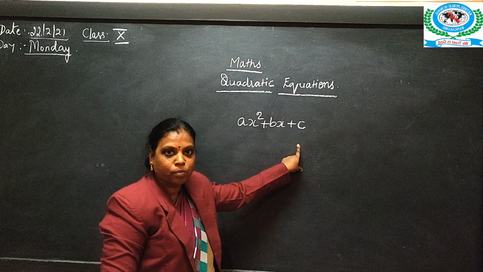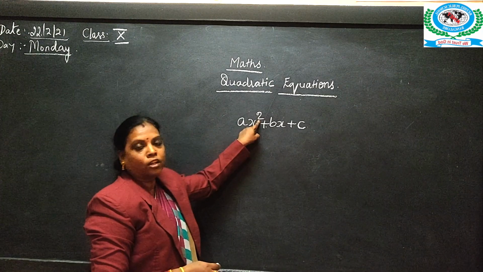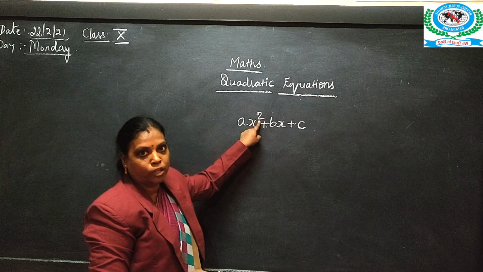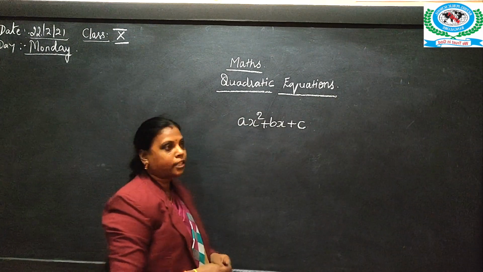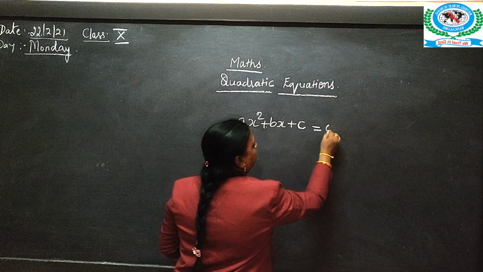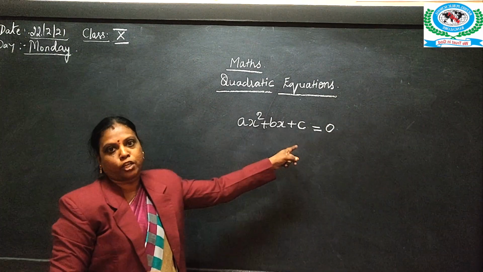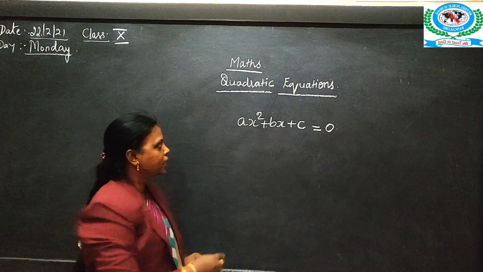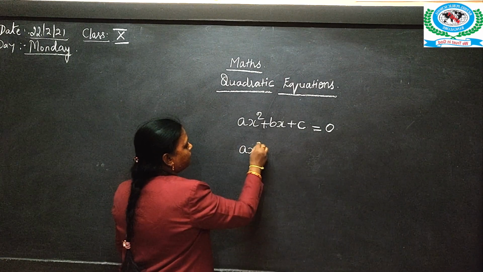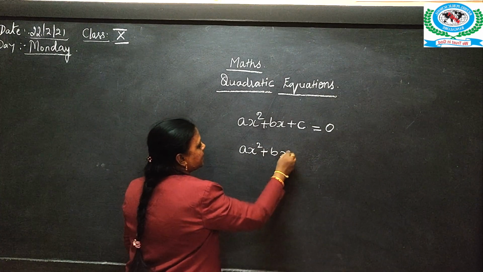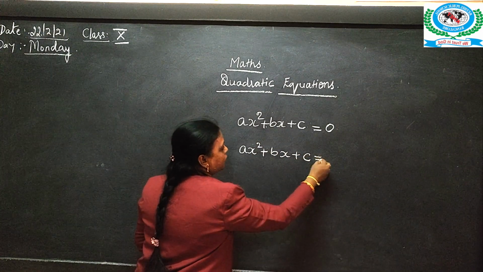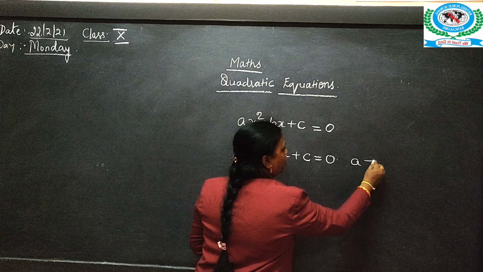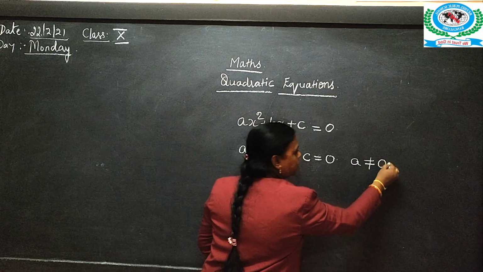So what is a quadratic polynomial? If the degree of the polynomial is 2, we call it a quadratic polynomial. So when this is equated to 0, the quadratic polynomial becomes a quadratic equation. So the general form of the quadratic equation is ax square plus bx plus c is equal to 0, provided a should not be equal to 0.